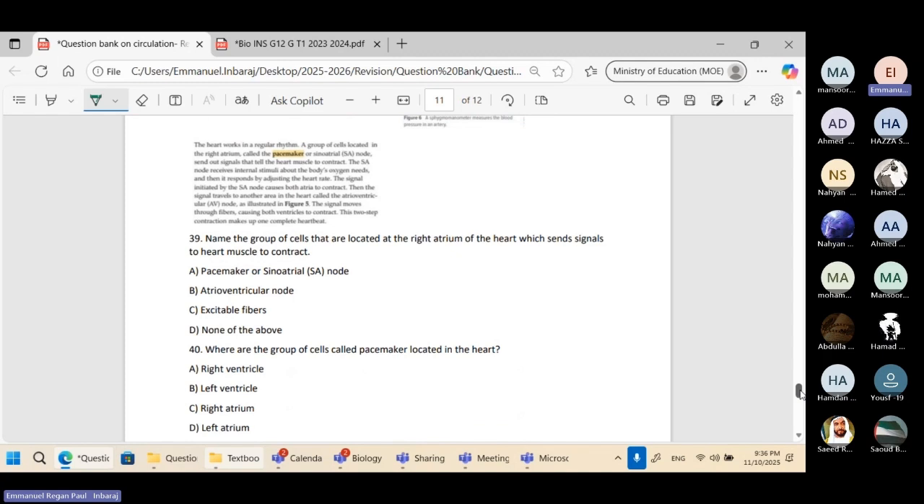Okay, next one you see. This is another one. Can you see here? What is it given here? Pacemaker. So they will ask you about the pacemaker.